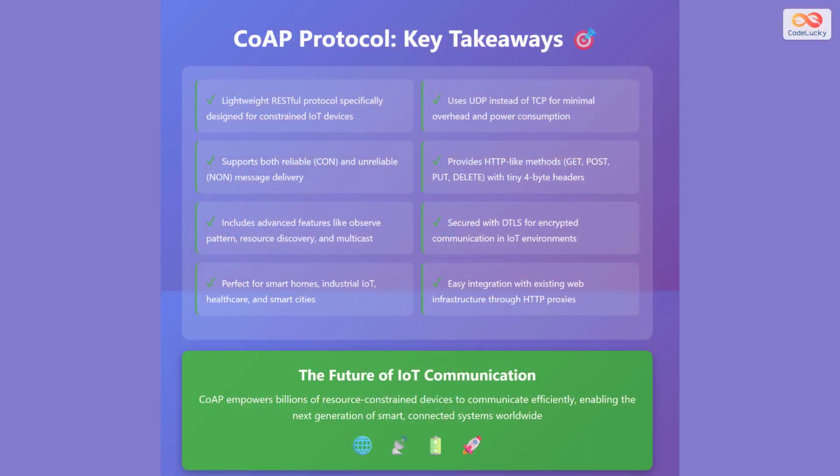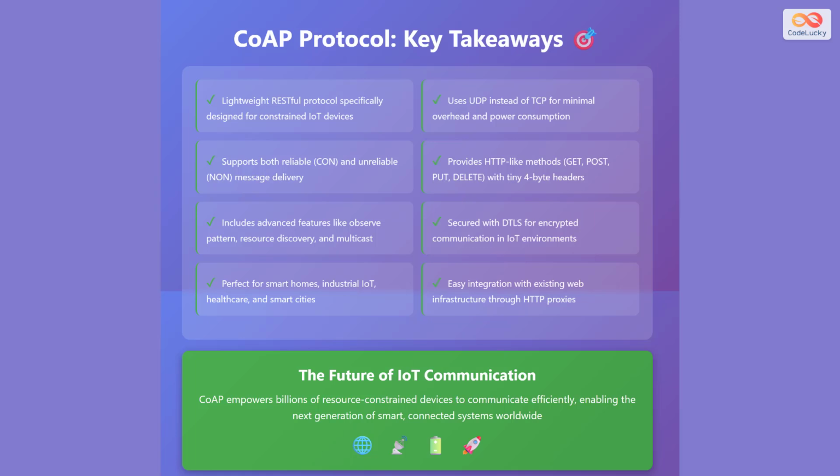Let's summarize the key takeaways about CoAP. It is a lightweight RESTful protocol specifically designed for constrained IoT devices with limited resources. CoAP uses UDP instead of TCP for minimal overhead and power consumption, making it ideal for battery-operated devices. It supports both reliable confirmable and unreliable non-confirmable message delivery, allowing developers to choose the right balance for each use case.